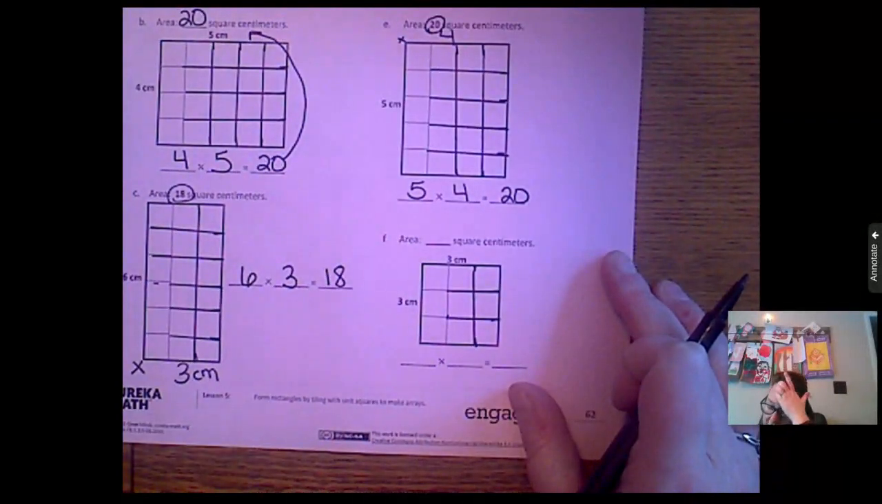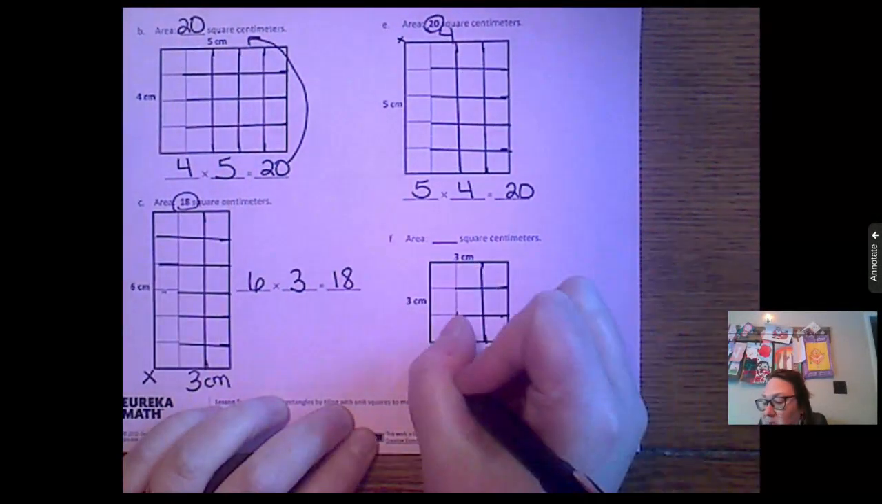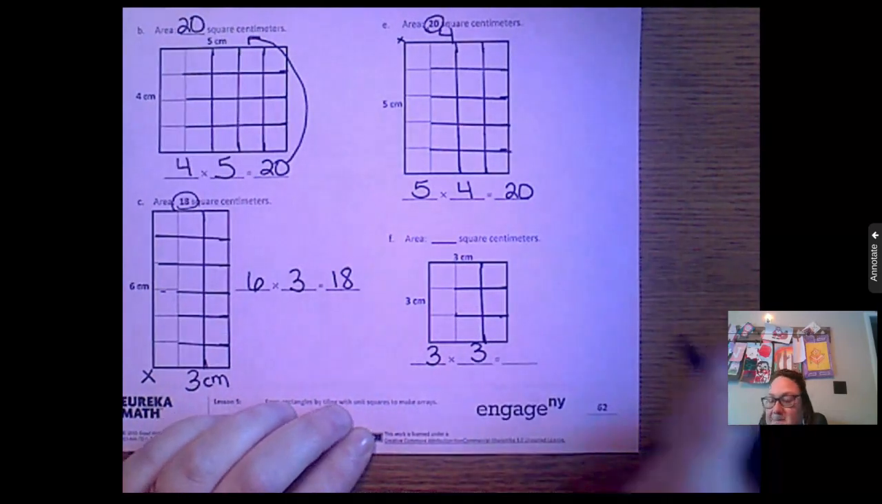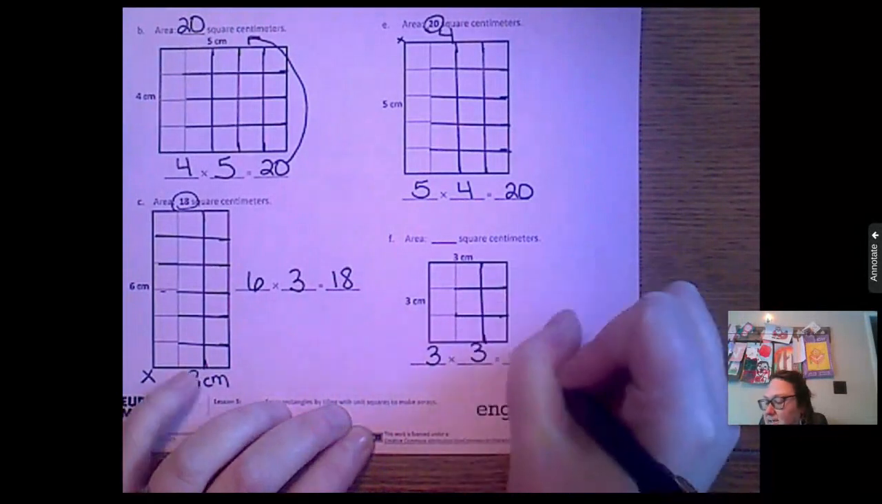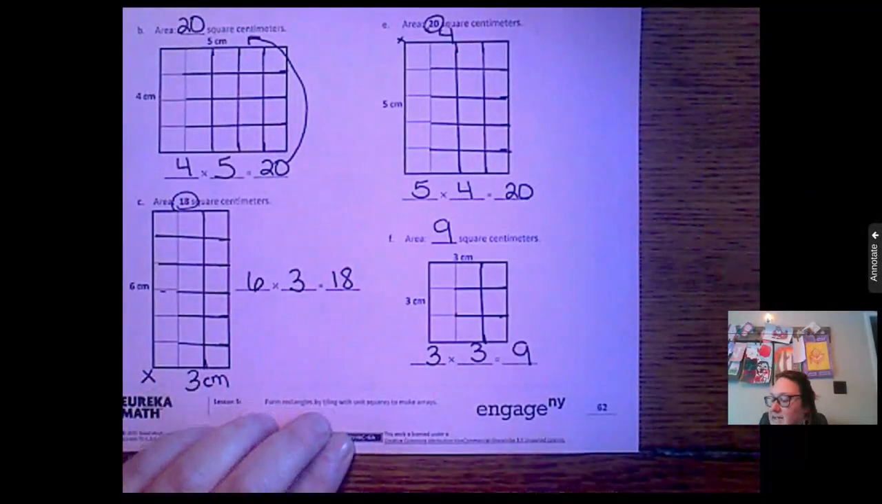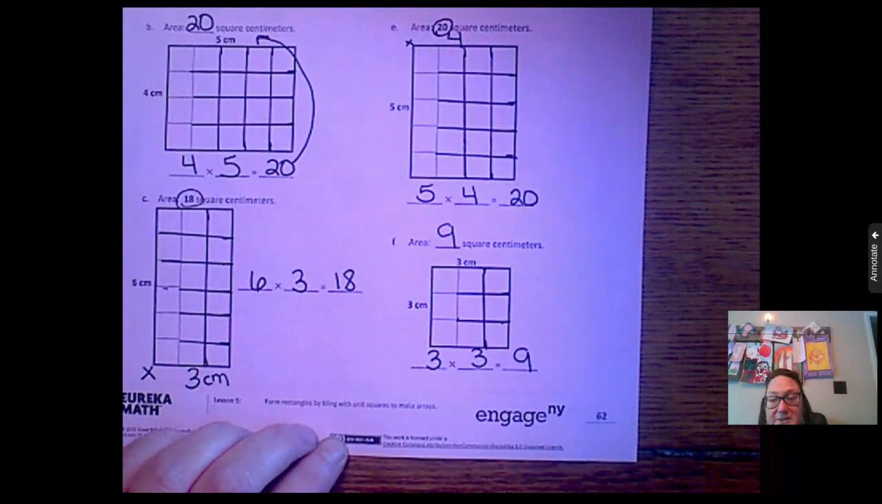So for my multiplication sentence, did you put 3 times 3? Yes. What does that equal? 3, 6, 9. So it equals 9. So my area would be 9 square centimeters. How'd you do on that?